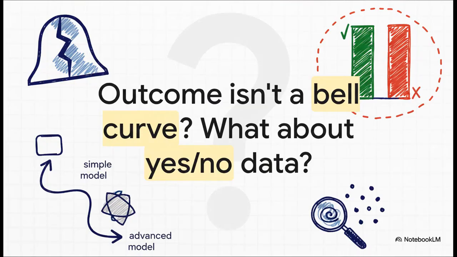Just think about the kind of data you actually work with. What if you're trying to predict if a customer will buy a product or not? That's a yes or a no. Or maybe you're counting the number of mistakes on a production line. That kind of data doesn't look anything like a bell curve, and our basic GLM just can't handle it.